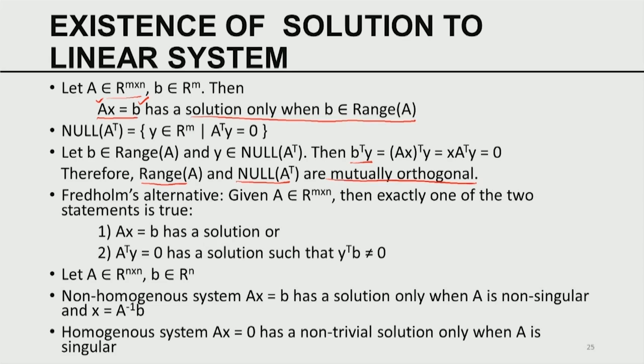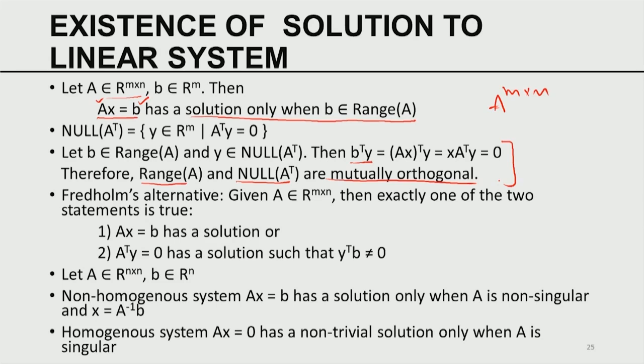Please remember, this is a fundamental property. Given a matrix A of size m by n, we have associated two spaces, the range space and the null space. This essentially tells you the intrinsic property of the behavior of vectors, one from the null space, another from the range space. They are mutually orthogonal.